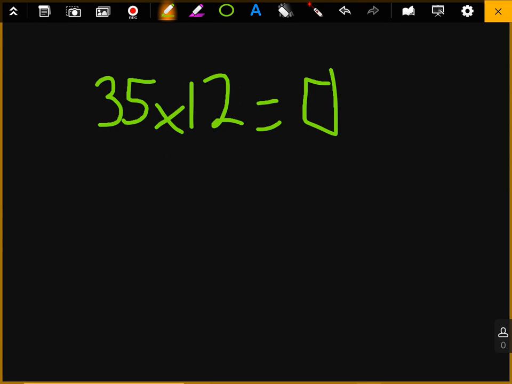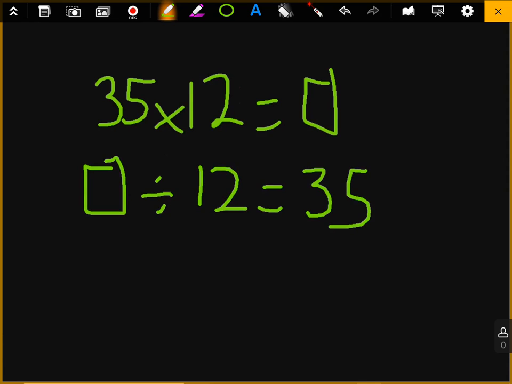Okay, I'll do one more. Let me do number 27. 35 times 12 equals blank. Well, what you'd have to do is say blank divided by 12 equals 35. Okay? Inverse operation.